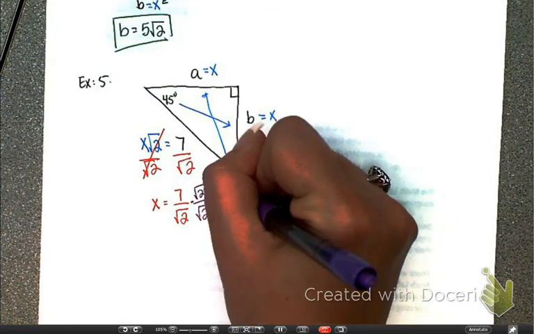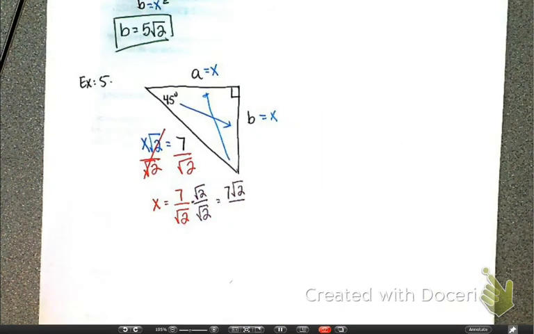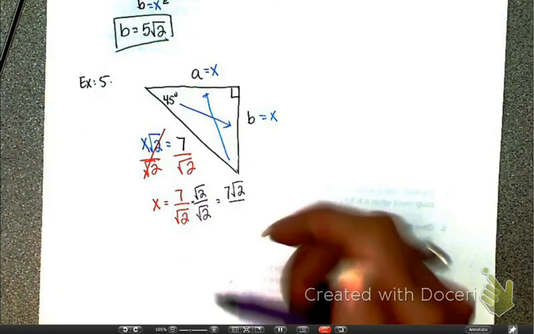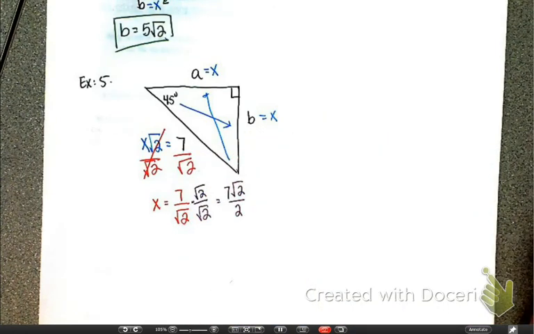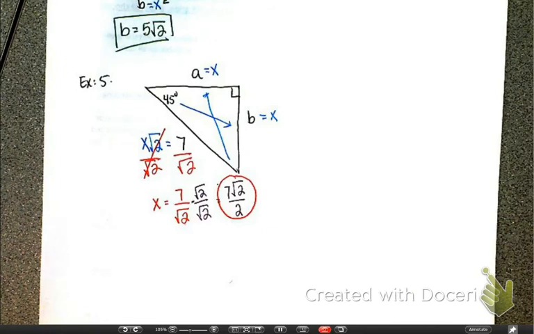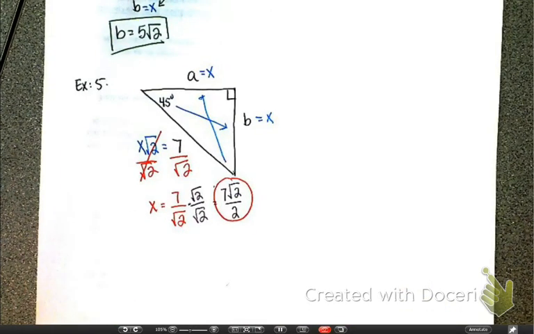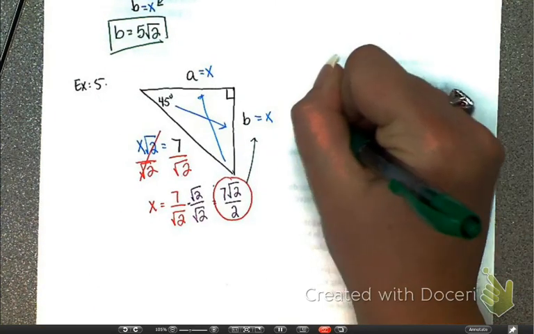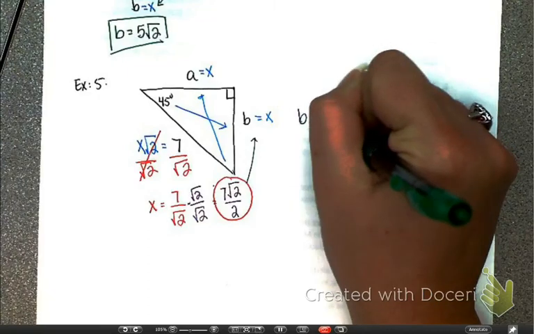So this is really 7 square root of 2 over what? 4. So 2 times 2 is 4, and what's the square root of 4? 2. So it's really 7 square root of 2 over 2. That's what x equals. Are we okay with that? What's the final step? That's all you can do. You don't have to simplify that anymore. The final step is to plug it in. So b equals 7 square root of 2 over 2.